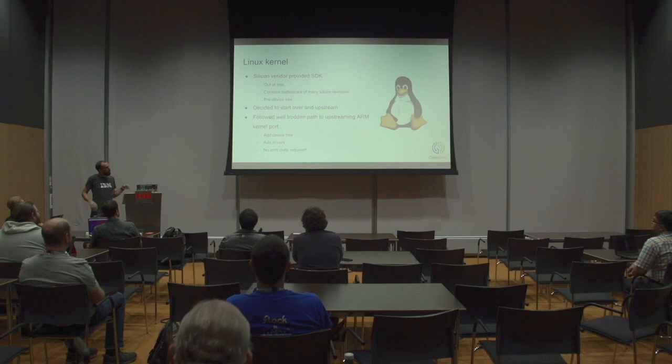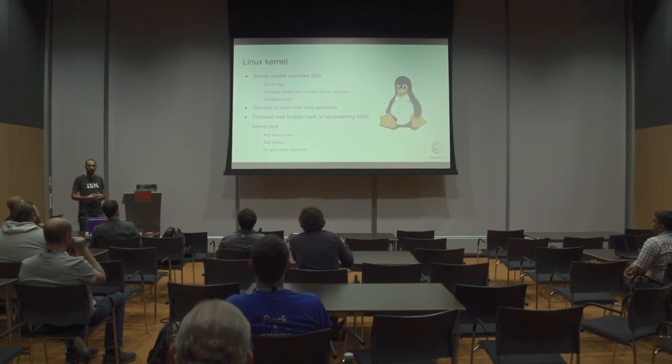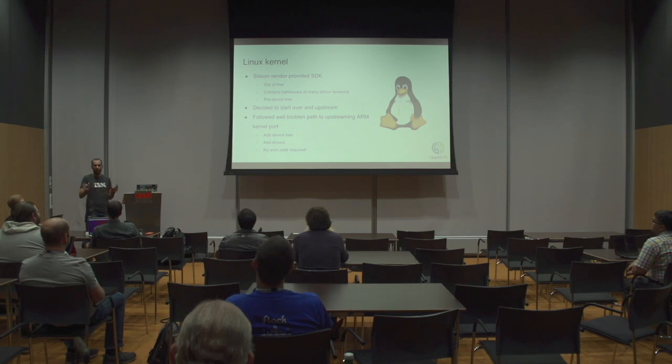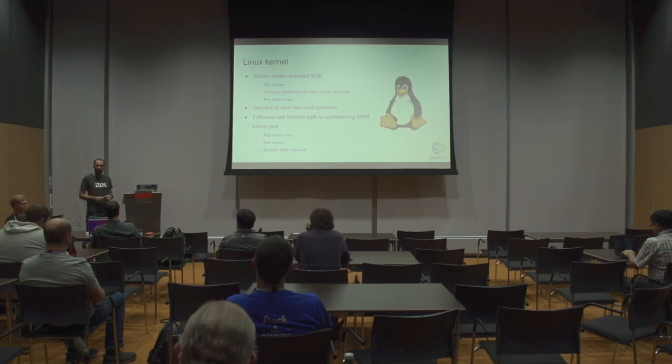So the way you do an ARM upstream kernel port in the modern Linux kernel world is you add a device tree, you write some drivers, and maybe you have a little bit of Arch code, but hopefully you don't. And in the ASpeed case, we don't. So if you look in Arch ARM ASpeed, there's a makefile and a Kconfig file, but there's actually no C code, no headers, no anything.